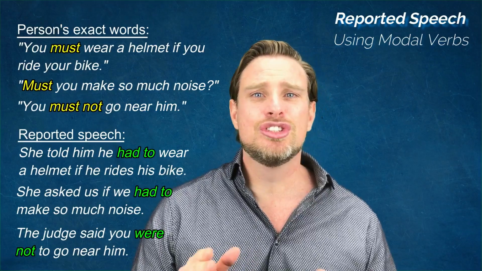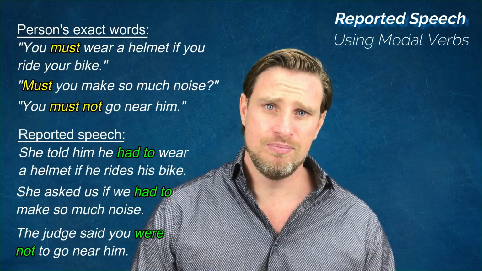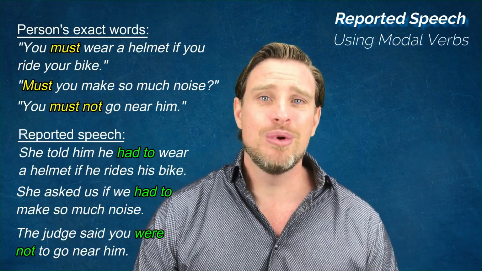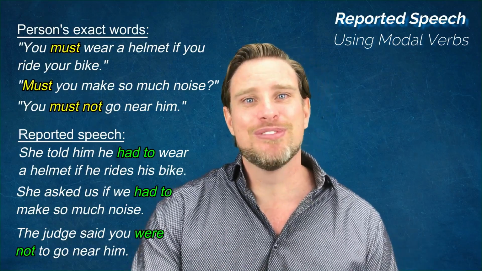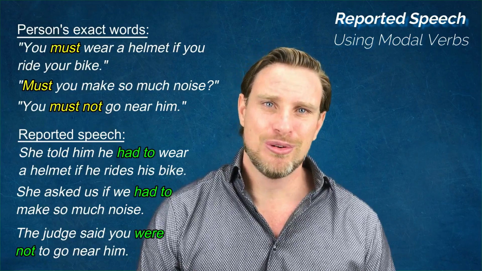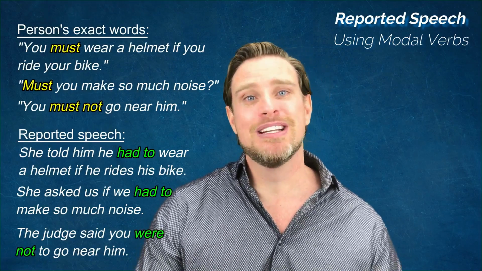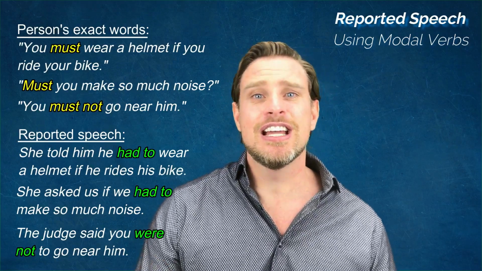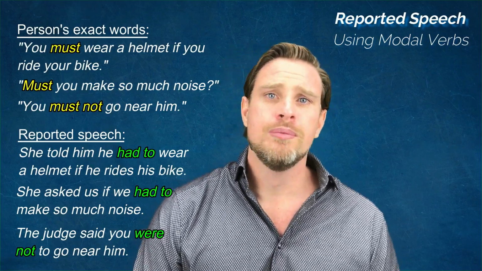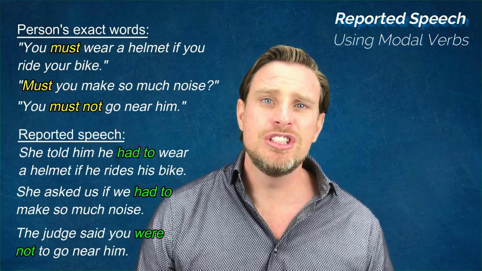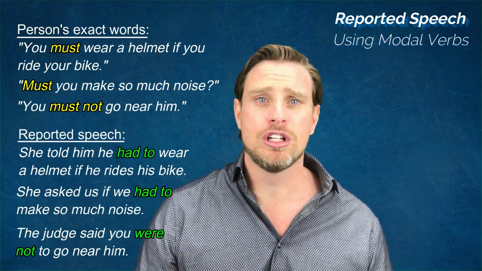If must is used to show that you are speculating or assuming something, or for general laws or rules, then we don't backshift in the positive or negative. For example, it must be a tough job. She said it must be a tough job. This is an example of assuming. Or, you must not drive more than 60 kilometers per hour. She said you mustn't drive more than 60 kilometers per hour.